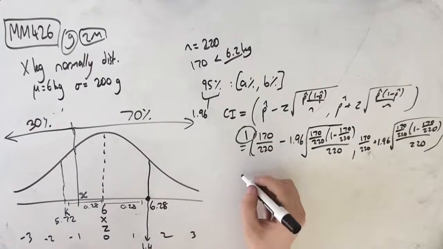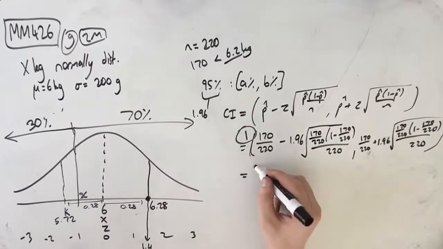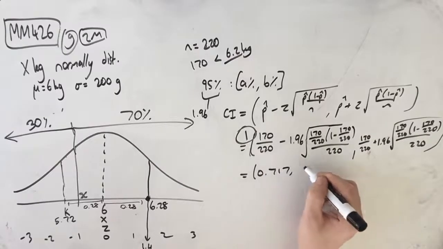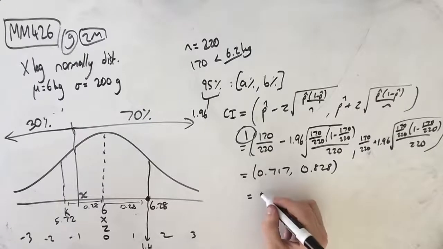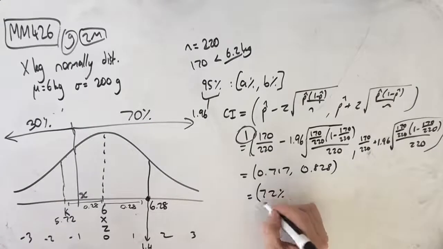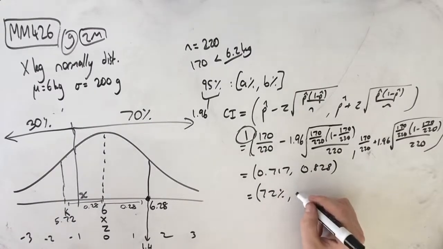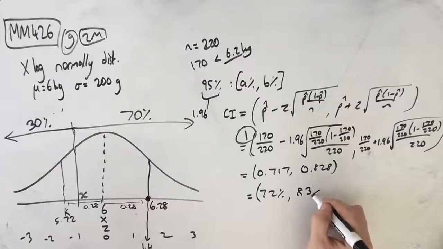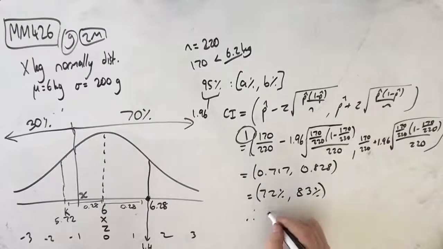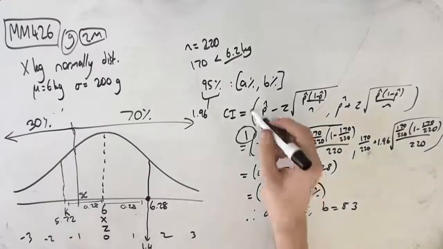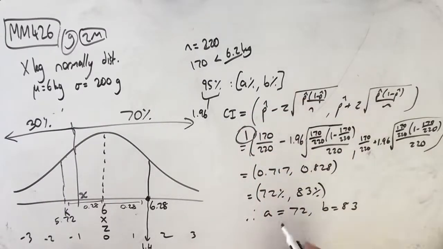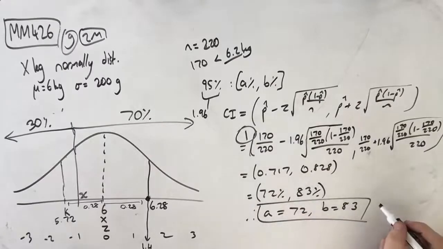Sweet. Now, I would sub this all into my CAS, and what you would get is 0.717, 0.828, which is 72% to the nearest whole number, 72% and 83%, which therefore means that A is equal to 72 and B is equal to 83, right? Because we had A% and B%, so that's our final answer. And that is our second and final mark for part G, and that actually wraps up MM426.